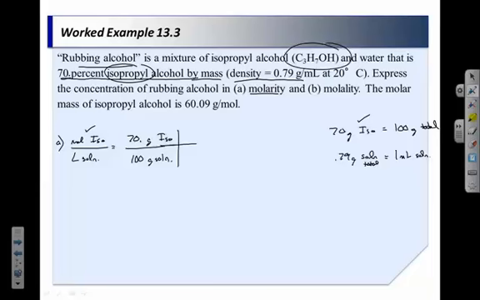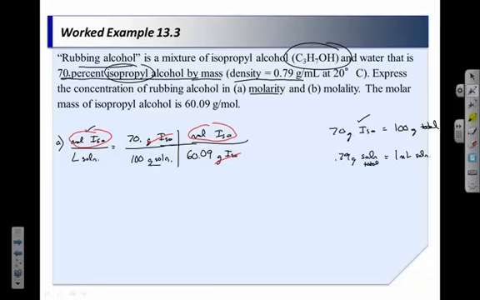I'll add the masses on the periodic table. So I've got 3 carbons. I've got 8 total hydrogens. And I've got 1 oxygen. So that's going to be 60.09 grams of isopropyl alcohol per mole of isopropyl alcohol. I'm getting closer. I've got the unit I want on top. Now I need to fix the unit on the bottom.